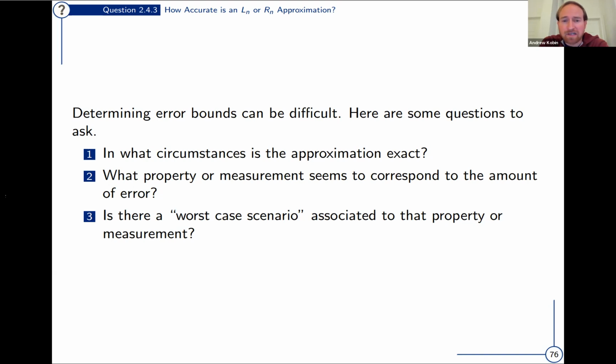Third, is there a worst case scenario associated to the property or measurement in part 2 that you wrote down, which hopefully gives an error bound that tells you the worst the error can be if we can control that property or measurement? This might be a little vague, so we're going to work on this together, but pause the video now if you want to think about these a little more.